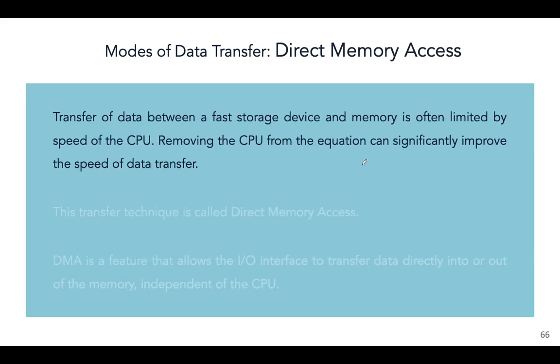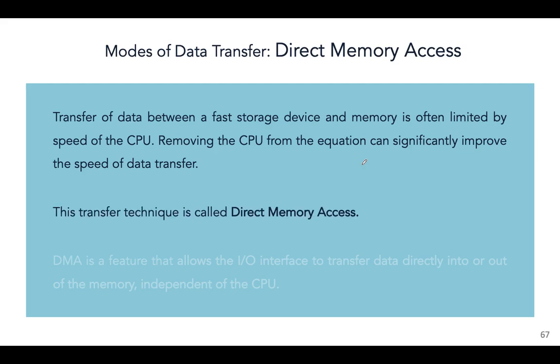The third kind of data transfer is direct memory access. Now, transfer of data between a fast storage device and memory is often limited by the speed of the CPU. See, CPU is what does everything. So, speed of the CPU dictates the speed of the data transfer. So, even if you have a very, very fast storage device, it's not going to matter because it will all be dictated by the speed of the CPU. So, if you could remove the CPU from this equation, you could significantly improve the speed of data transfer. If CPU weren't a part of this entire data transfer operation, things could go much faster, especially if you have a very high speed device.